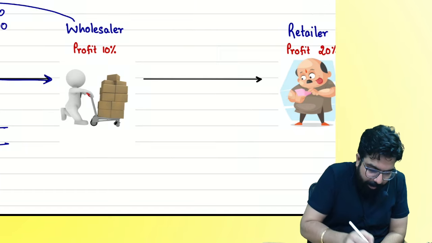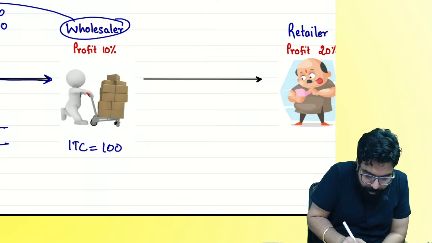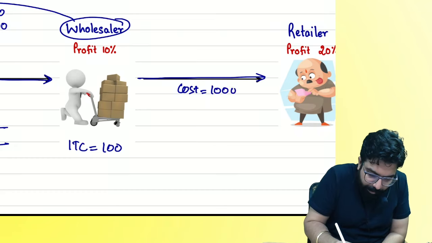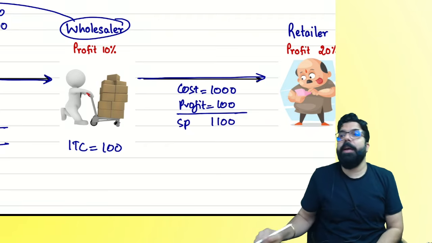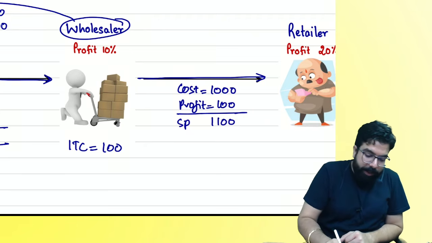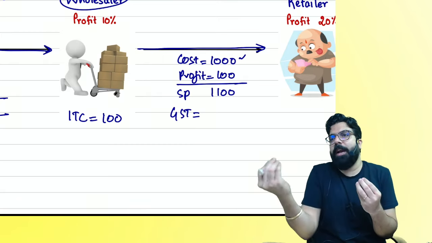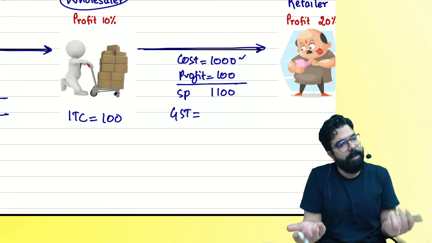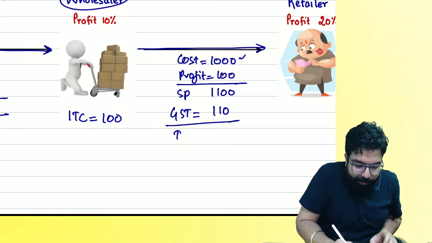Now tell me one thing. The wholesaler will take input tax credit. His cost is how much? 1000. Profit is how much? 100. So his selling price is how much? Anyone, any doubt with this? On this, he will charge 10% GST. Yes or no, everyone? See, I am a wholesaler. I purchase for 1000, I will add my profit, and on the total I will charge GST. How much GST, everyone? 110. And the invoice value will be?